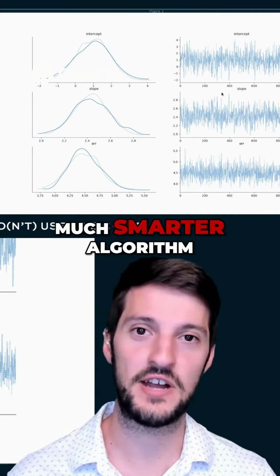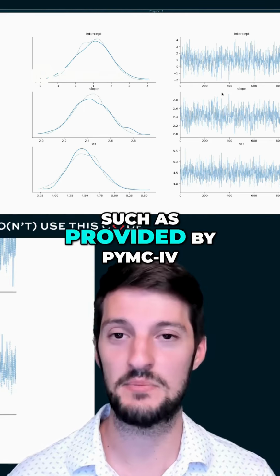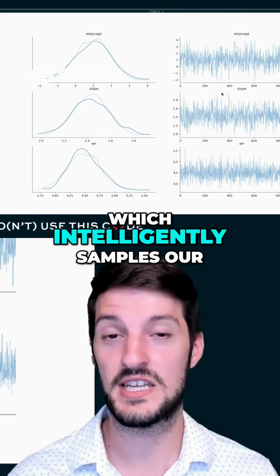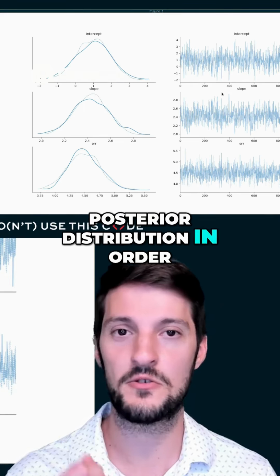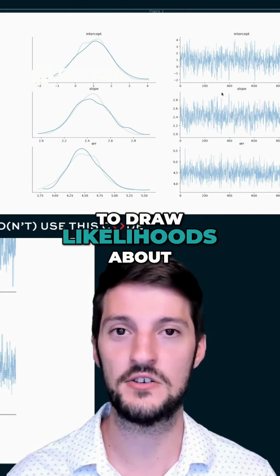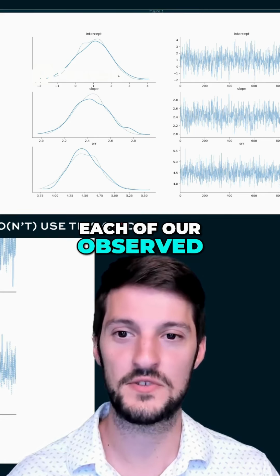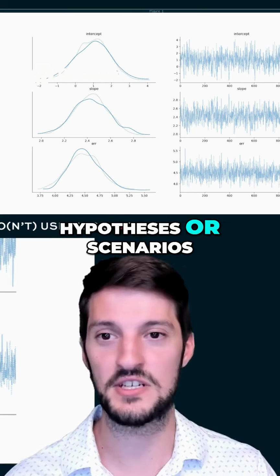Instead, we can use a much smarter algorithm, such as provided by PyMC4, which intelligently samples our posterior distribution in order to draw likelihoods about each of our observed hypotheses or scenarios.